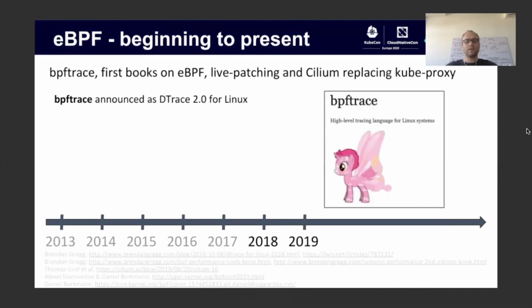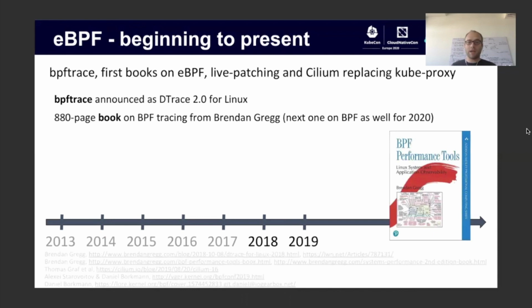In 2018-19, bpftrace first got announced. Next to BCC, those are basically the two main tracing front ends for BPF. Brendan Gregg calls it DTrace 2.0 for Linux because of its capabilities. It has an easy to use front end. You don't have to code C programs, you can simply use one-liners efficiently. He also wrote an 880-page thick book on BPF tracing, which is really exciting. It's the first major book on BPF. And Brendan Gregg is also working on a new one for 2020, the second edition of Systems Performance, covering large parts with BPF and tracing as well.